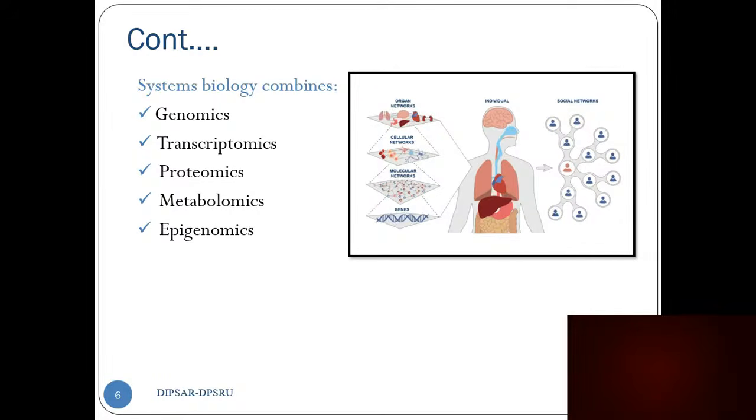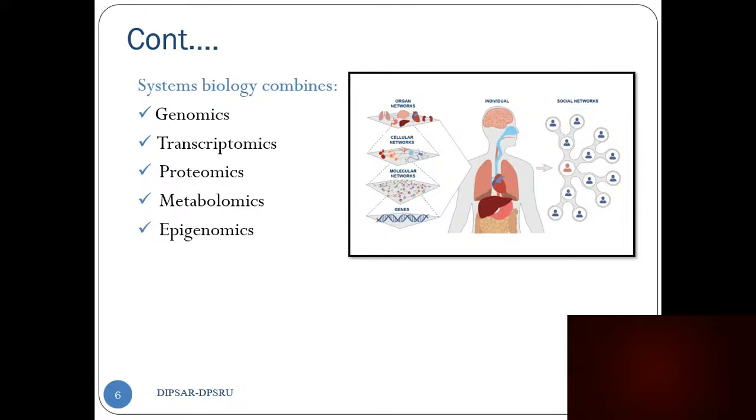So system biology, as I said, is not about single genes or single proteins. We are combining all genomic information, transcriptomics, proteomics, metabolomics, epigenomics. When we study all of these together, we call it system biology. At the gene level we call it genomics. Everyone knows DNA goes to RNA, RNA goes to proteins; the process of RNA production we call transcriptomics.